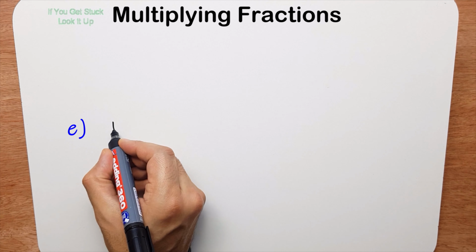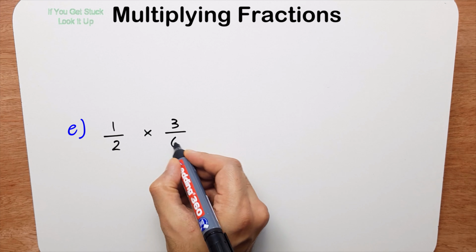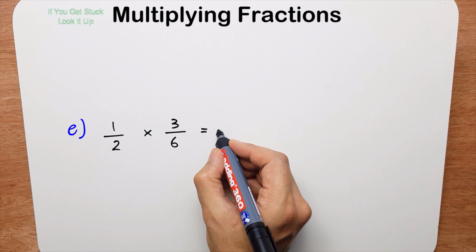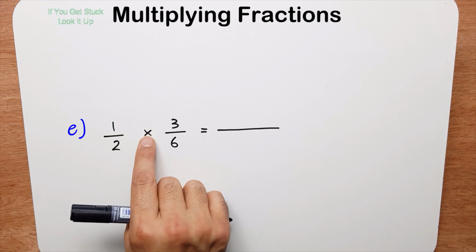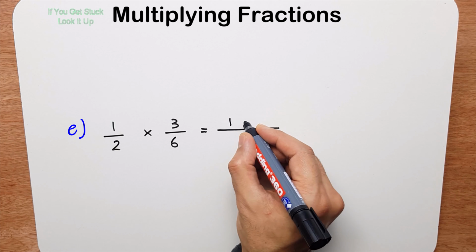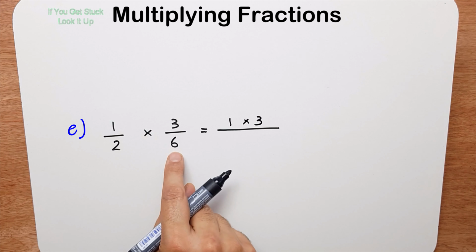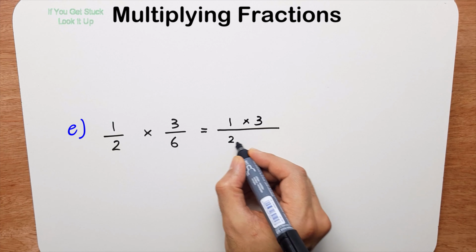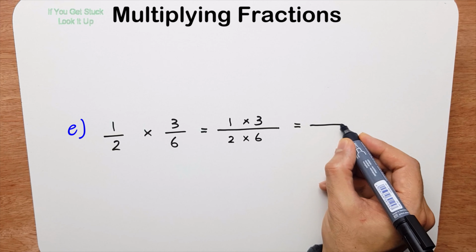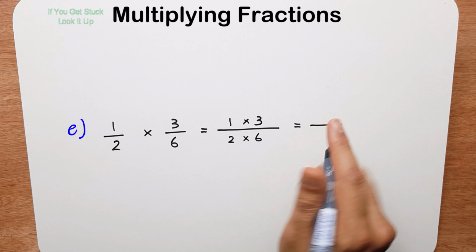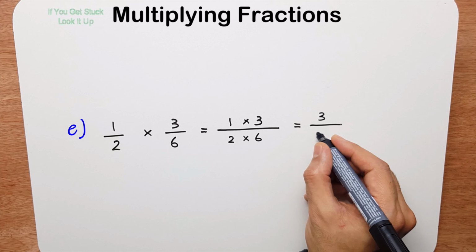Now the next question is 1/2 times 3/6. Put the fraction line down. 1 times 3. 2 times 6. Put my fraction line down. 1 times 3 is 3, and 2 times 6 is 12.